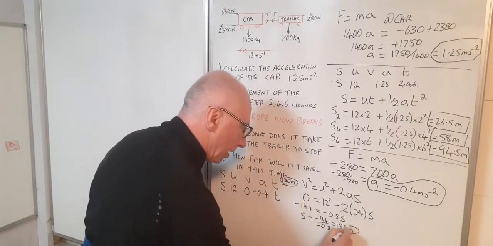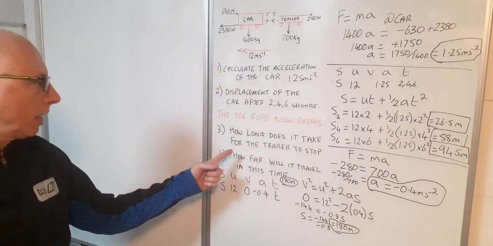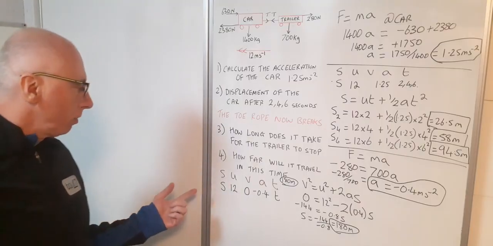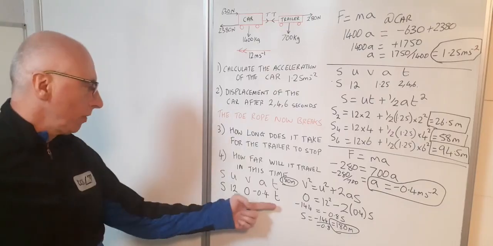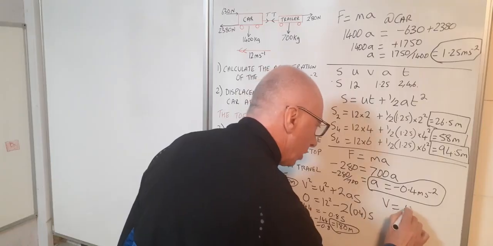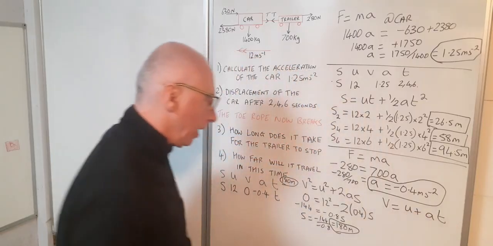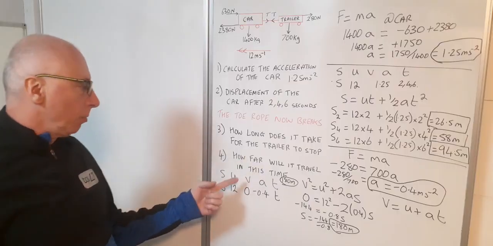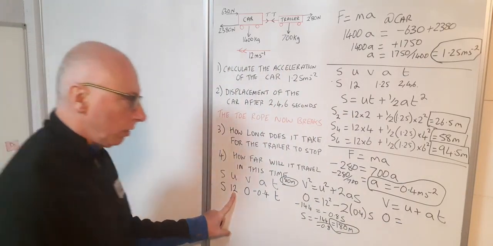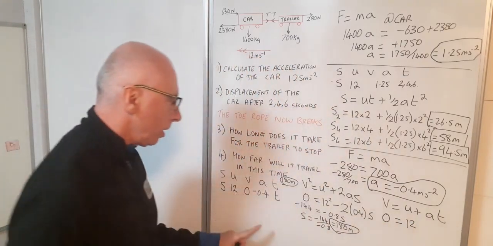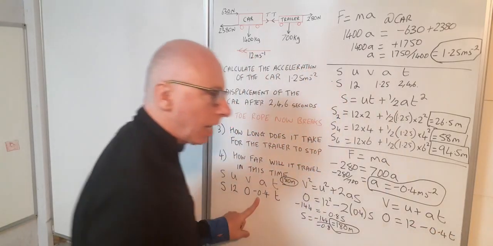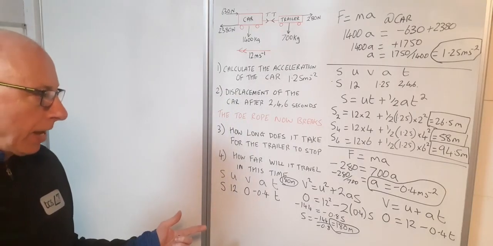That's the answer there. And then the last bit is we need how long does it take for the trailer to stop. So for that, we've got almost all of our things here. We just need to find T. So perhaps we could use V equals U plus AT. Okay. V, that's going to be our 0. U is going to be 12. A is minus 0.4, so I'm going to use minus 0.4 T. And can we get a T out of that? That's not going to be a problem.